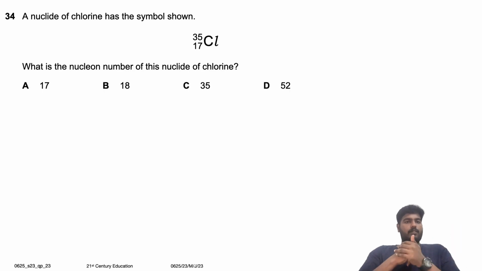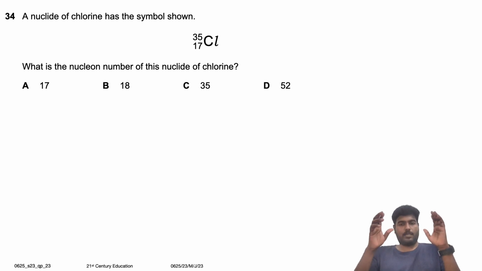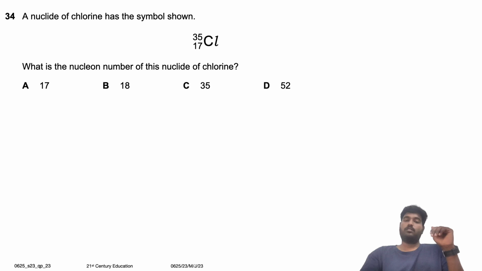A nuclide of chlorine has the symbol shown, 35 17 chlorine. What is the nucleon number of this nuclide of chlorine? Remember, the bottom number is the number of protons and the top number is the number of protons plus the number of neutrons, which are called nucleons. So the nucleon number is just the top number, 35. Nice question, eh?